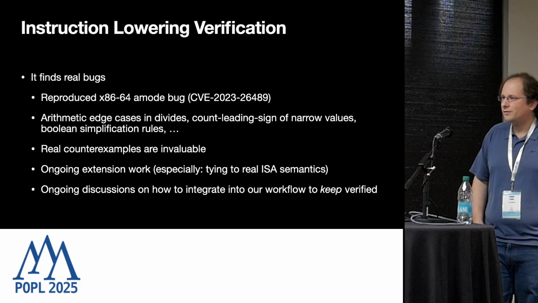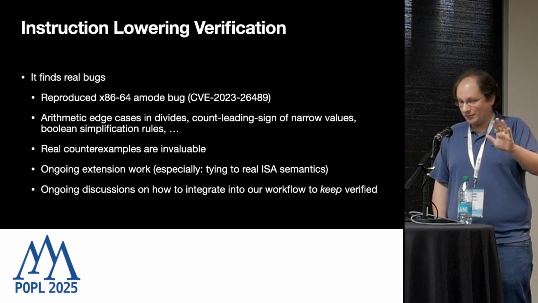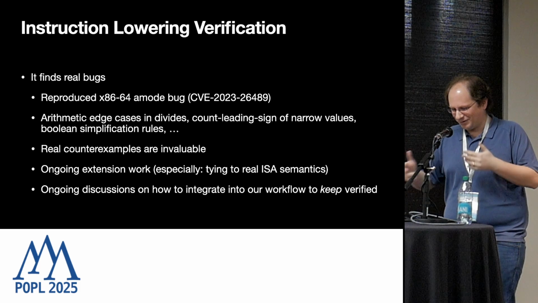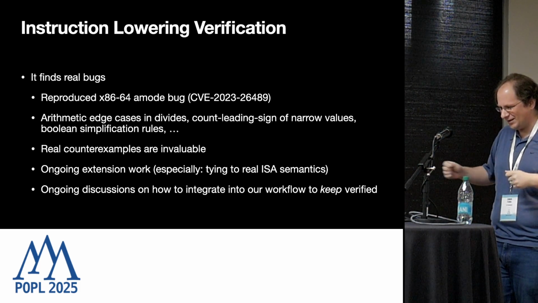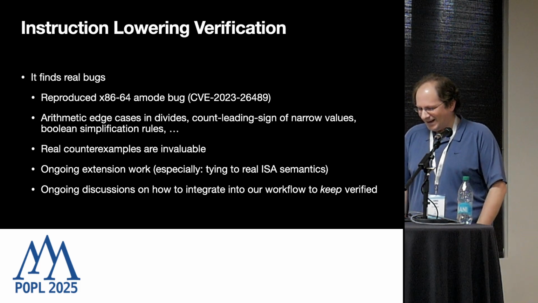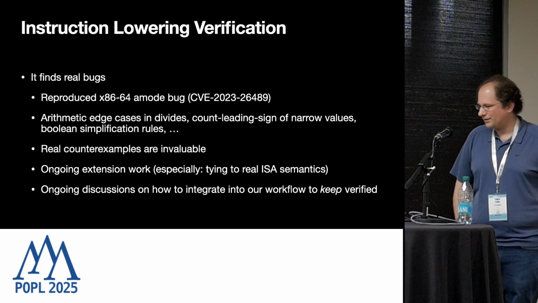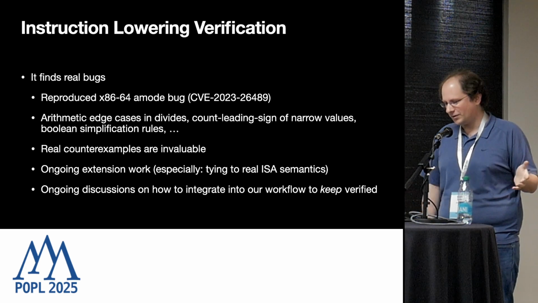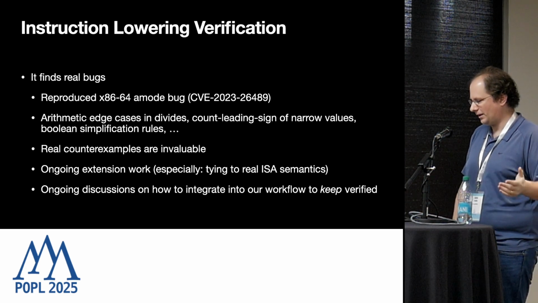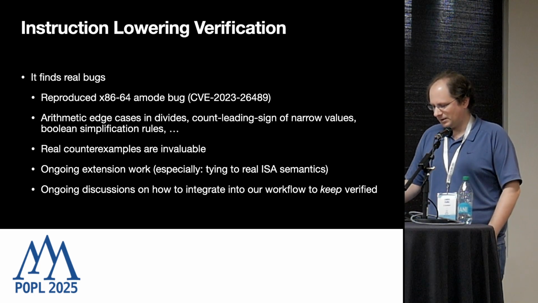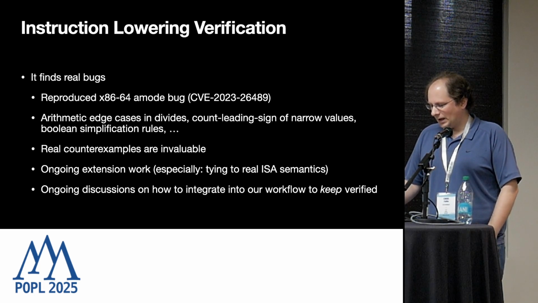So it hasn't found a CVE yet. I hope it never does. There's kind of a conflict of interest here. I don't want to write CVEs, but then I do want this project to succeed. But it has reproduced the CVEs that we found. And it's found some other interesting edge cases that we don't consider CVEs, but are still compiler bugs, especially with narrow values, which end up being pretty tricky. And so there are ongoing discussions.